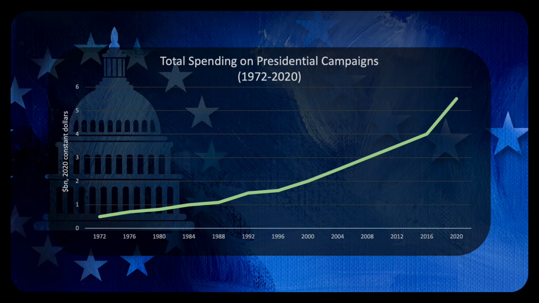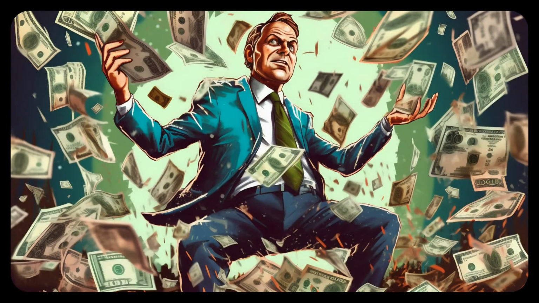But where does all this money come from, and what rules govern how it can be collected and spent? That's what we're going to explore in this video. Campaign funds for political candidates and parties come from a variety of sources, each playing a distinct role in financing political campaigns, especially in the United States.